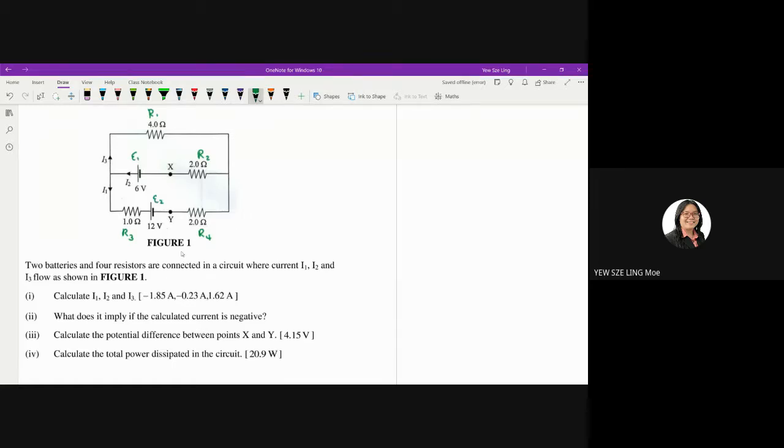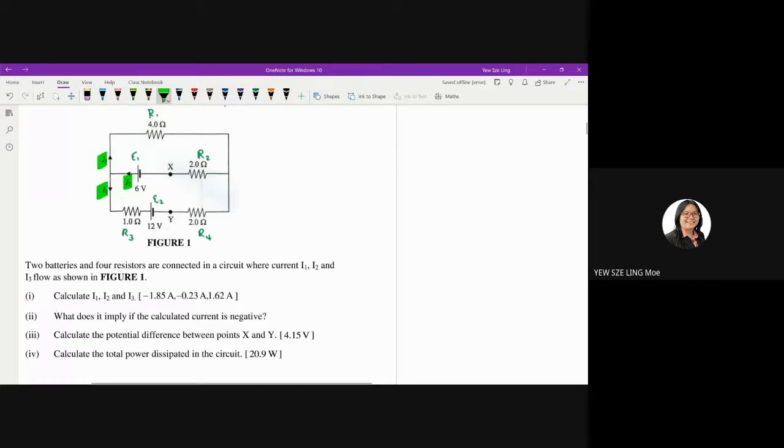So how are we going to solve these questions? Well, two batteries and four resistors are connected in a circuit where current I1, I2, and I3 flow as shown in figure 1. So now you're given three different I, and the question is being very nice to us. You're given the directions already. So it means that you don't have to determine the directions by yourself. You don't have to sketch the directions by yourself. So the question asks you to calculate I1, I2, and I3.